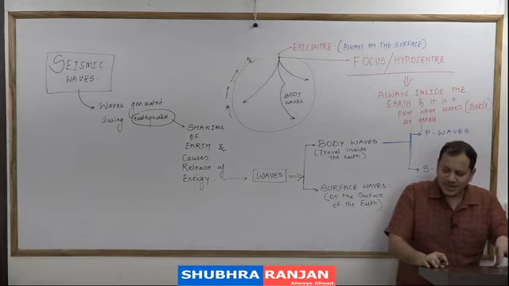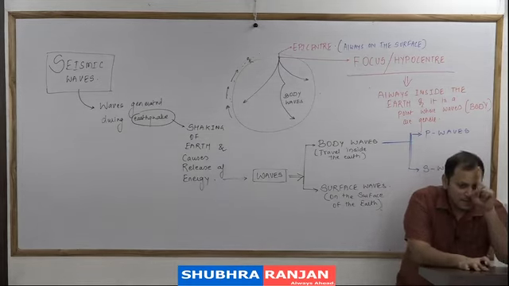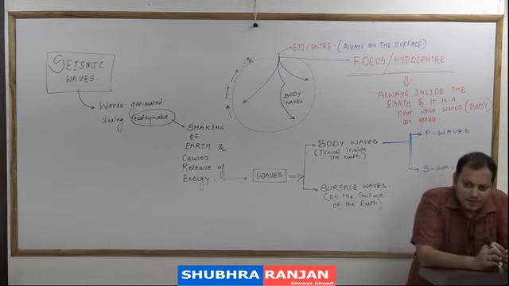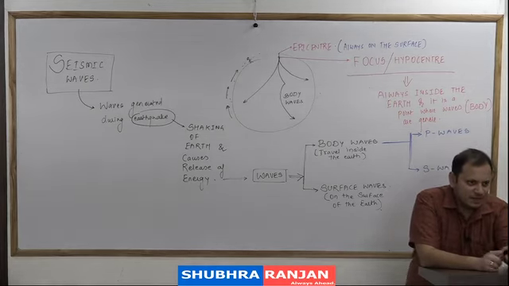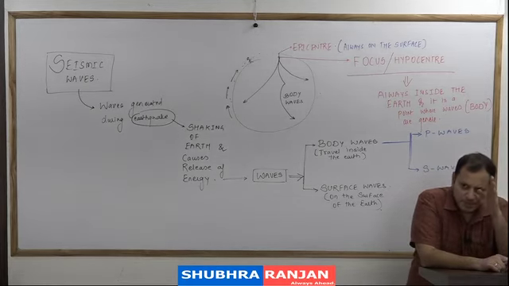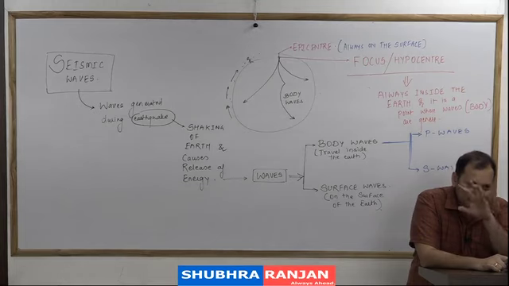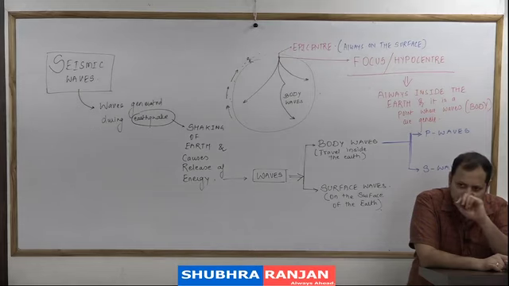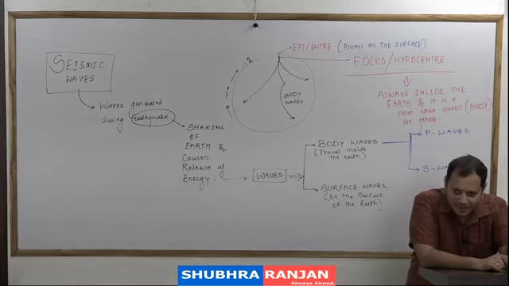Now why is it the second wave to be recorded? Because the primary wave travels with double the speed of a secondary wave, or the secondary wave travels with half the speed of a primary wave. And as a result of this, the first wave to be recorded is the primary, then secondary, and then come the surface waves. How is it applied in our daily life?